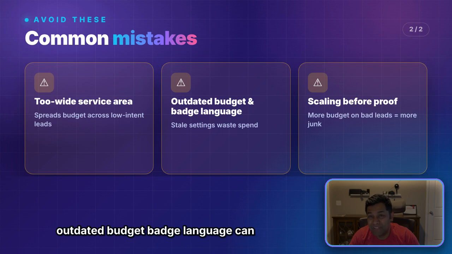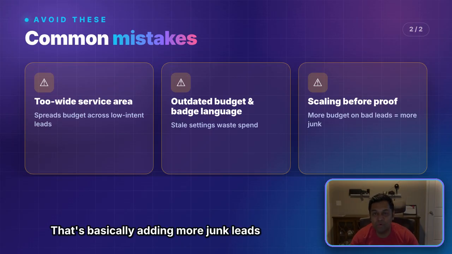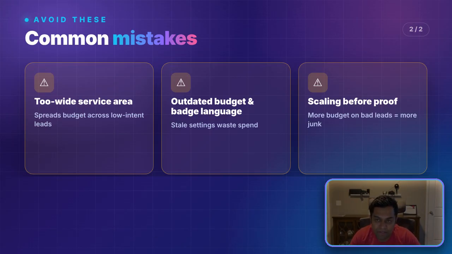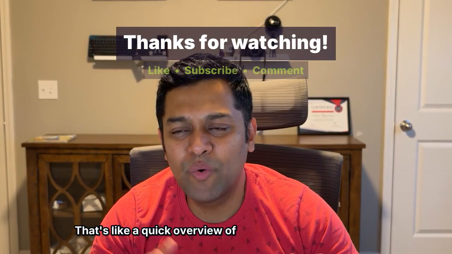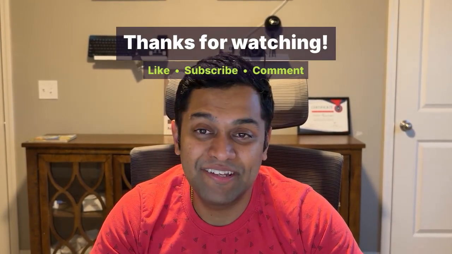Outdated badge language can also be a big mistake. And then scaling before proof. Let's say you are getting poor leads and you're increasing your budget. That's basically adding more junk leads to your pipeline. So that's like a quick overview of local services ads.